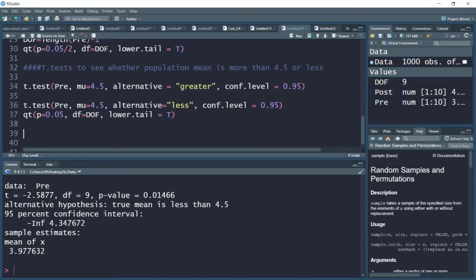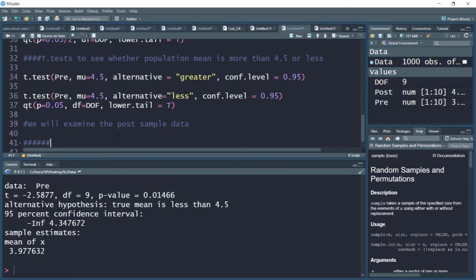In the previous video, we examined the pre-sample data, that is before the training and development program. In this video, we'll examine the post-sample data. We'll use similar z and t-test statistics to conduct hypothesis tests, and we'll examine the impact of training and development. We'll use p-values to make inferences, and first we'll start with the z-test statistic hypothesis testing, and then we'll move on to the t-test statistic. So first we'll start with the post-sample data with the z statistic.